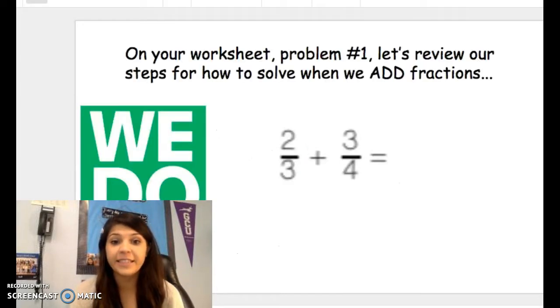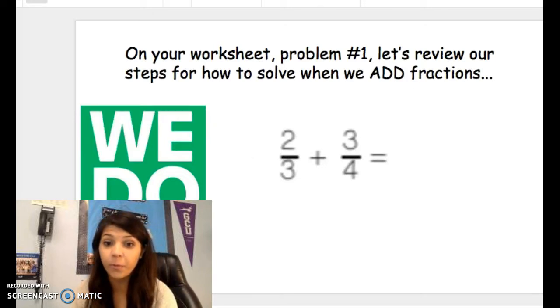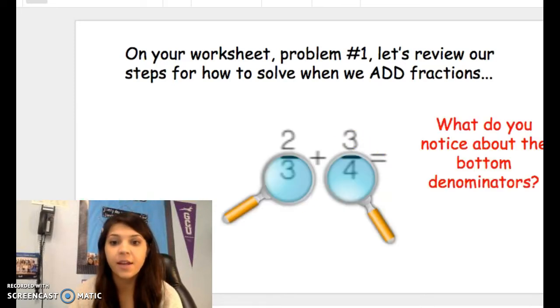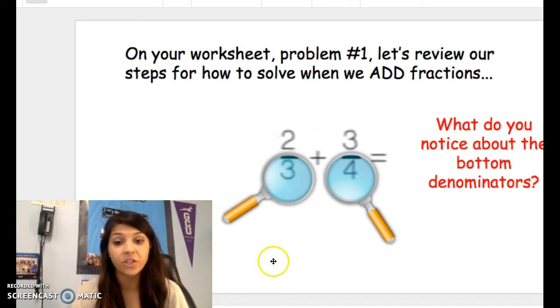So we have our first example here. It's problem number 1 on our worksheet, which we went over today as a class. So we have these two numbers here. It says 2/3 plus 3/4, okay? But the first thing I had students do today was I had them notice, what do you notice about the bottom denominators? The denominator is always the number on the bottom half of your fraction, and the numerator is always the number on the top half of your fraction.